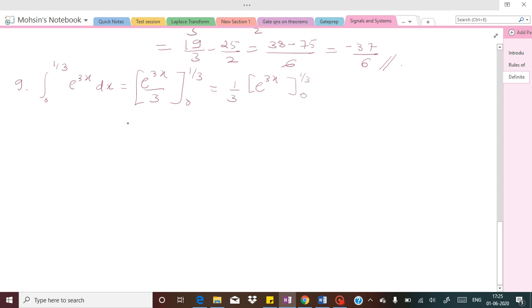So substituting those limits, we're gonna get e raised to 3 into 1 by 3 minus e raised to 3 into 0. So here 3 will get cancelled, we get e raised to 1, and here e raised to 0. It is 1 divided by 3 times (e minus 1). Okay, so this is what we're gonna get, and when we convert that into decimal value, its value is going to be equal to 0.5728.